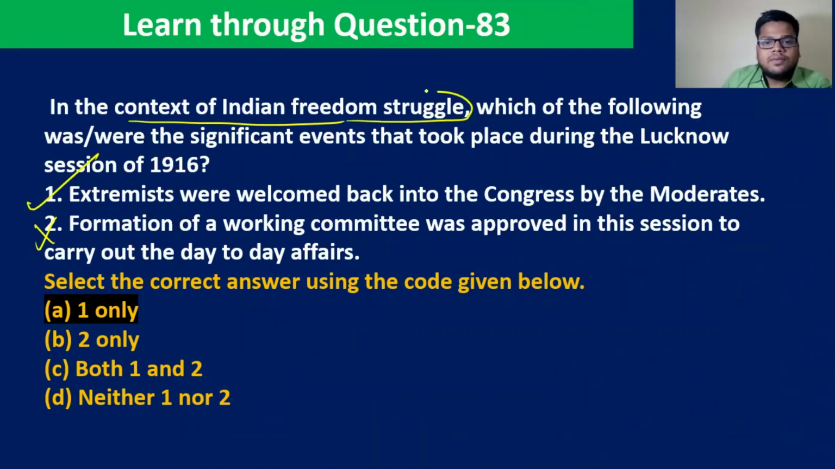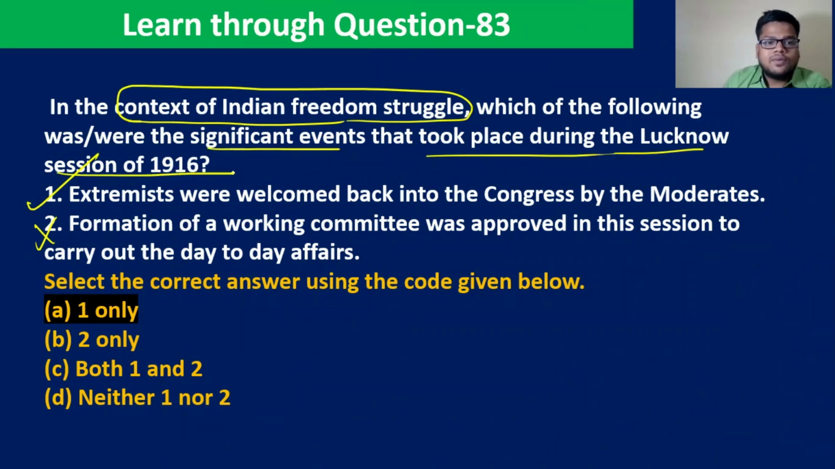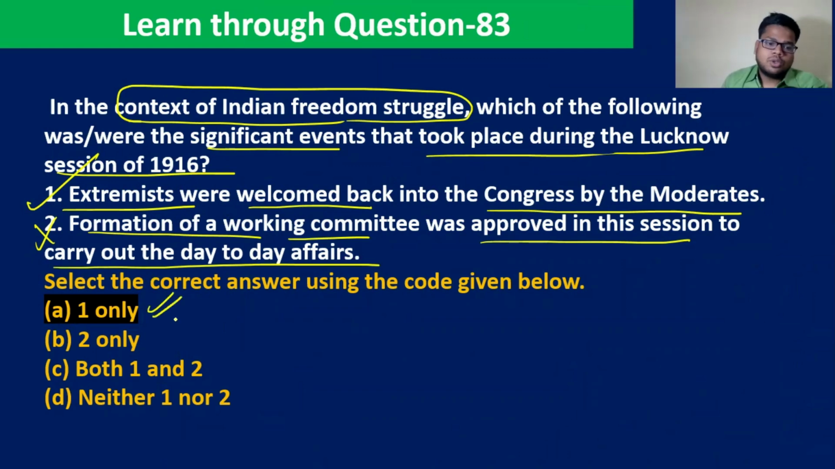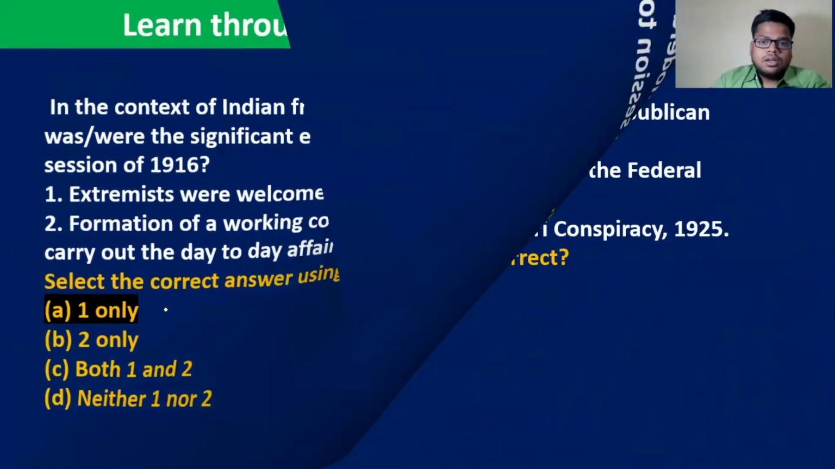In the context of the Indian freedom struggle, which of the following were the significant events that took place during the Lucknow session of 1916? The extremists were welcomed back into the Congress by the moderates. The formation of the working committee was approved in this session to carry out the day-to-day affairs. The first statement is right.